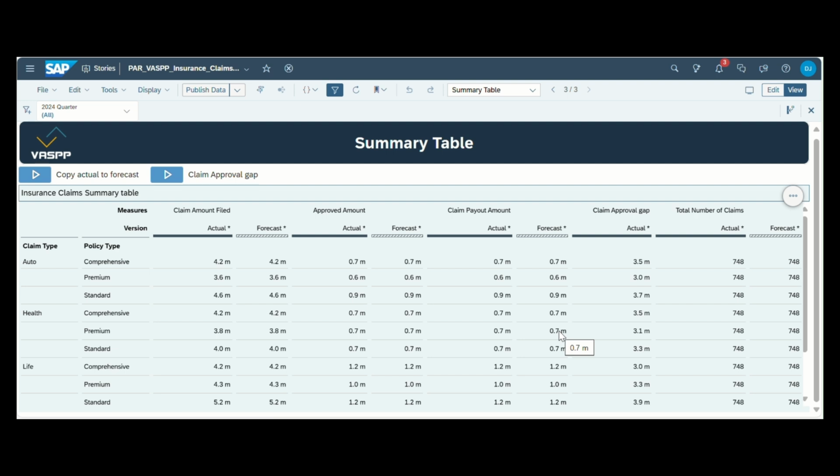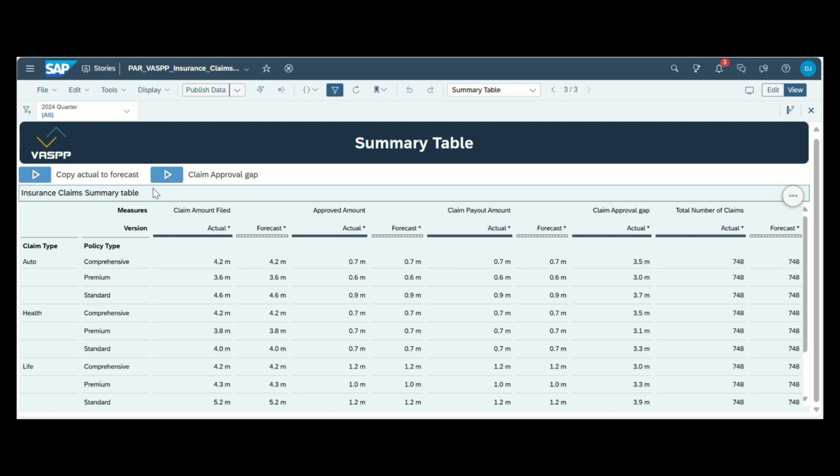What truly makes this summary table intelligent is the data action capability embedded into it. Users can copy actuals to forecast with a single click, allowing real-time simulation. Want to test how increasing approvals for travel premium from 1.3 M to 1.5 M would affect payout exposure? You can model that instantly. This table is more than a snapshot. It's a scenario playground for planners, actuaries, and operations heads.